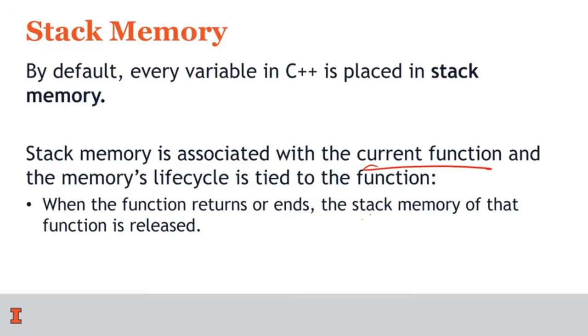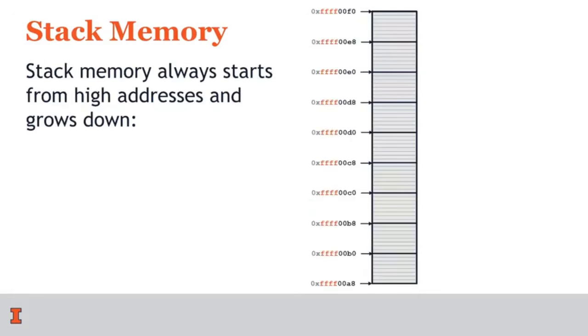So the life cycle of any variable created inside of a function is exactly as long as the function is being run. One important property to remember about stack memory is that stack memory always starts from high addresses and then grows down towards the low addresses. So we're going to start at the highest spot in our computer's memory and start adding variables up at the high memory, growing down towards 0.